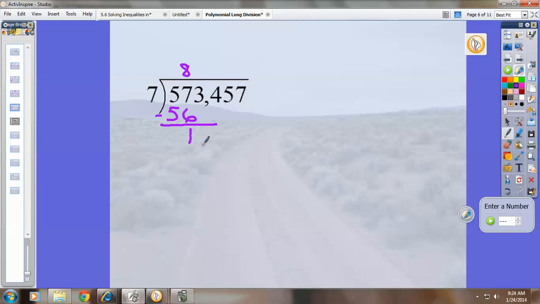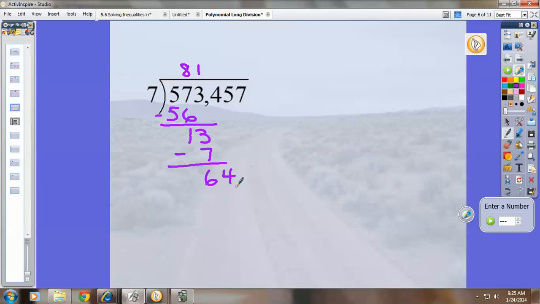What do we do next? Bring down that 3. The 3 just comes down, doesn't it? So we're going to do this process all over again. Does 7 go into 13? How many times? Goes in there once. It can't quite go in there twice, can it? So I'm going to write a 1 above the 3. So 1 times 7 is? Okay, so then what do we do with the 7? We always subtract. 13 minus 7 is? 6. What's next? Bring down the 4.